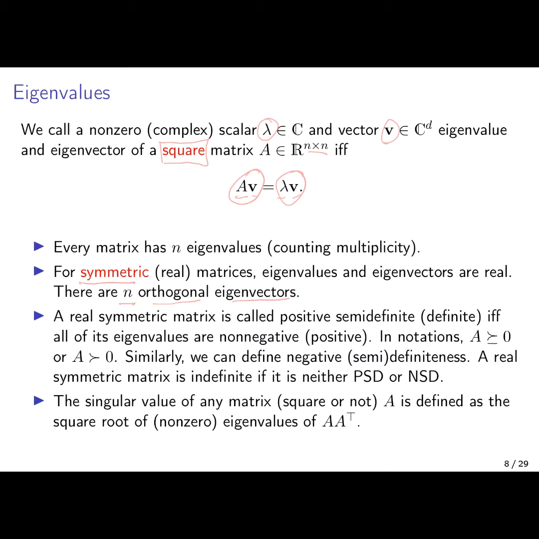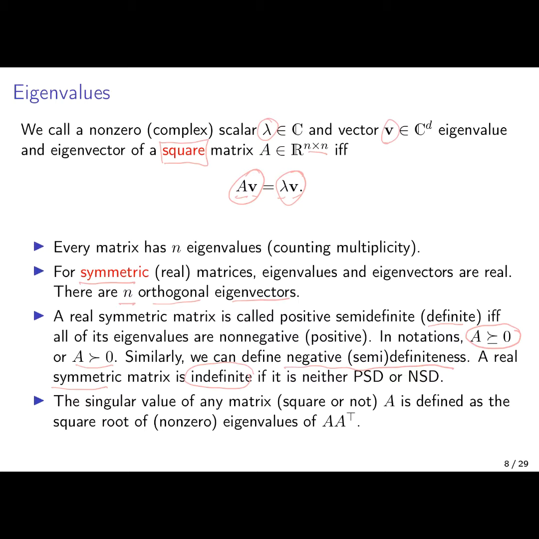And we say a real symmetric matrix is positive semi-definite if all of its eigenvalues are non-negative. If the eigenvalues are strictly positive, then we call the matrix positive definite. And we use this notation to mean that the symmetric matrix A is positive semi-definite, and this is for positive definite. Similarly, you can define negative semi-definite when all the eigenvalues are non-positive, and we call a matrix negative definite if all the eigenvalues are strictly negative, right? And we call a real symmetric matrix indefinite if it has a positive eigenvalue and also a negative eigenvalue.